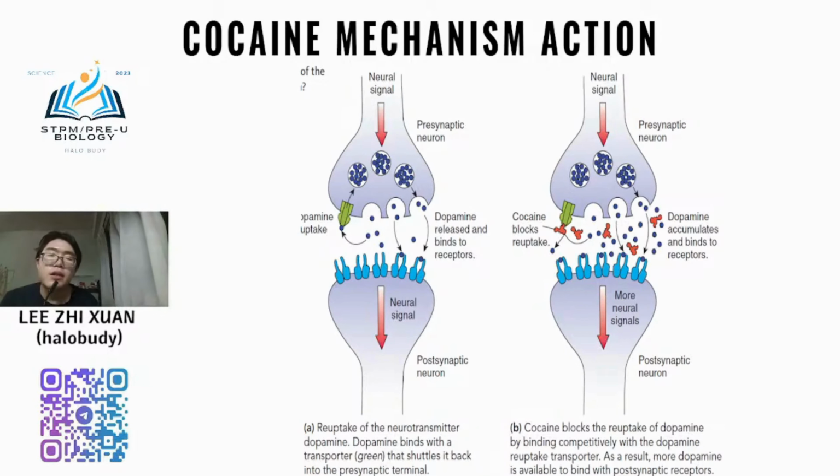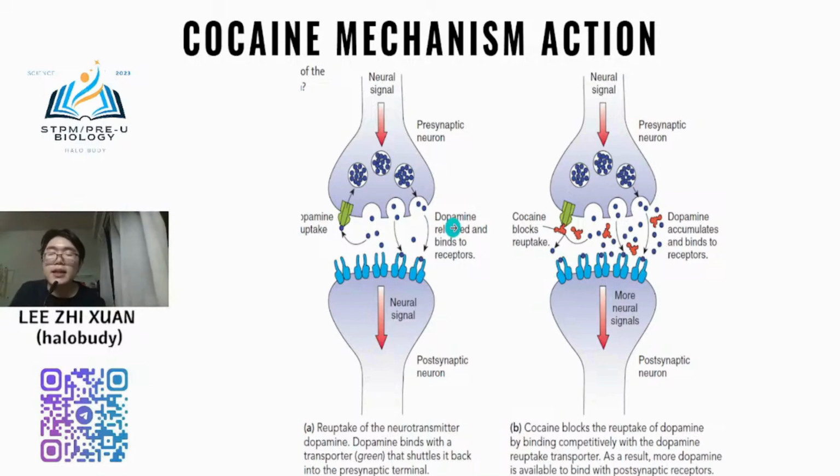Okay. So normally, why do we say that when people consume cocaine it will cause addiction? Why? This is the mechanism, you know. In scientific knowledge, in biology knowledge, or in medical knowledge, why do we say that cocaine can cause addiction? You see this diagram.